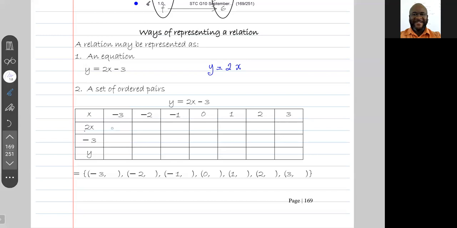2 times -3 is -6. 2 times -2 is -4. 2 times -1 is -2. 2 times 0 is 0. 2 times 1 is 2. 2 times 2 is 4. 2 times 3 is 6. Now I'm using my table of values to get corresponding values of y for a certain set of values of x. After I multiply my value of x by 2, I'm then going to subtract 3. So we're going to -3 going across.